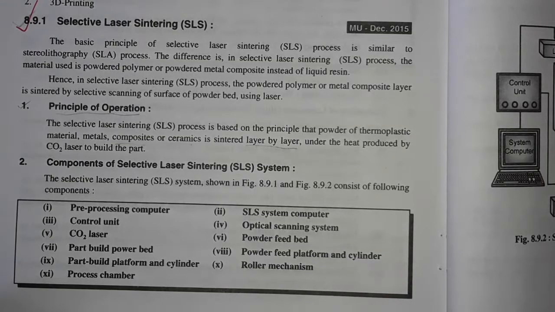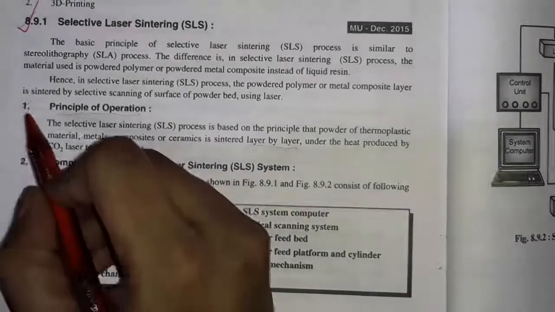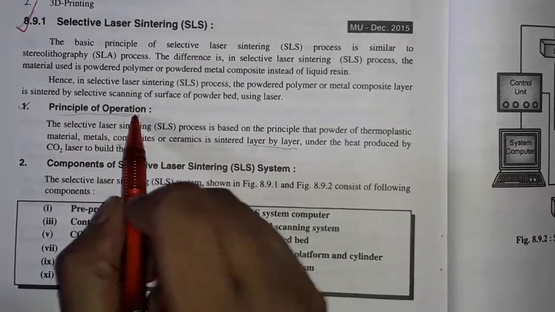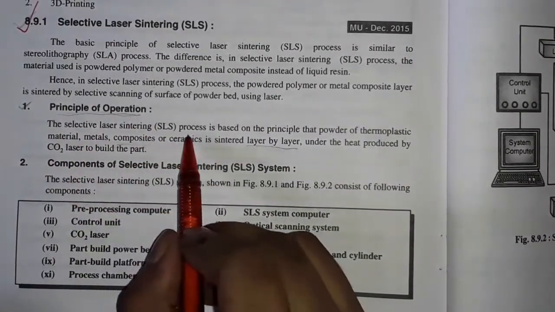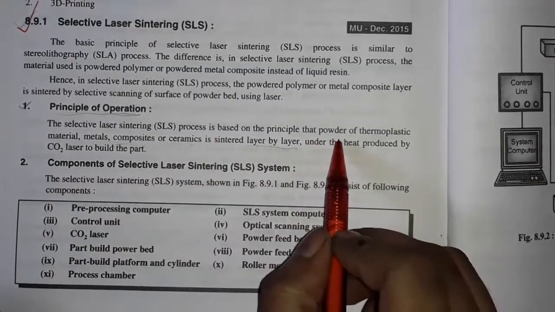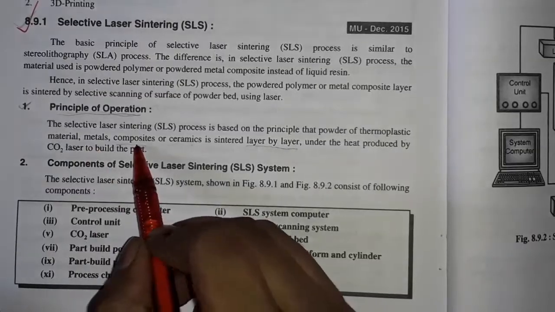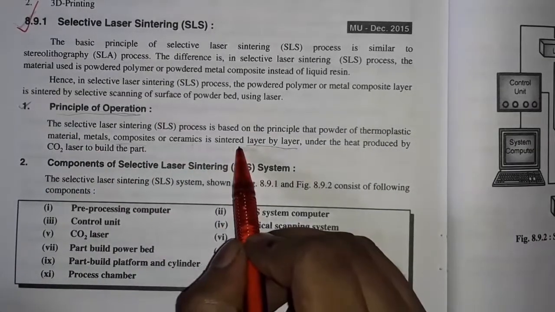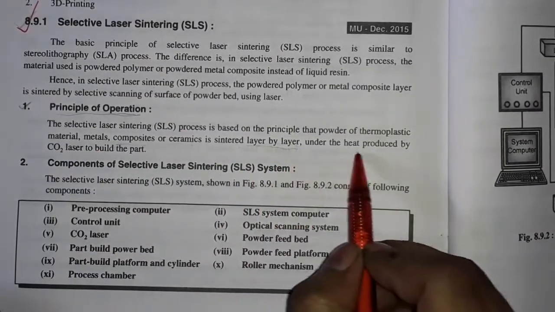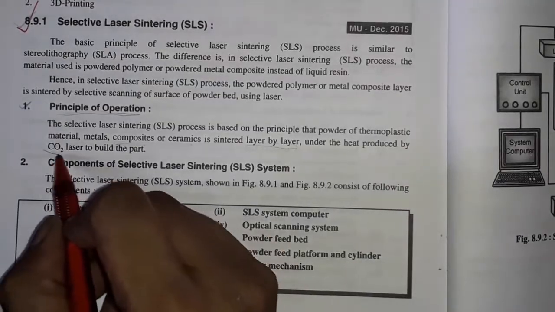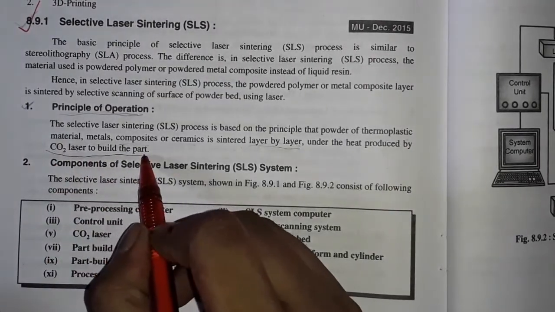Friends, selective laser sintering process is a powder based rapid prototyping system. Here friends, first is principle of operation. The selective laser sintering process is based on principle that powder of thermoplastic material, metals, composites or ceramics is sintered layer by layer under the heat produced by CO2 laser to build the part.